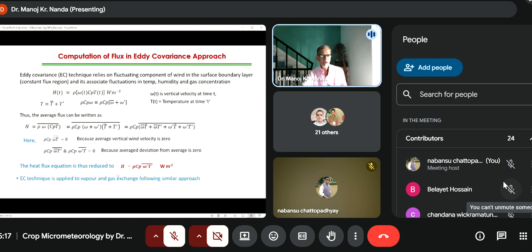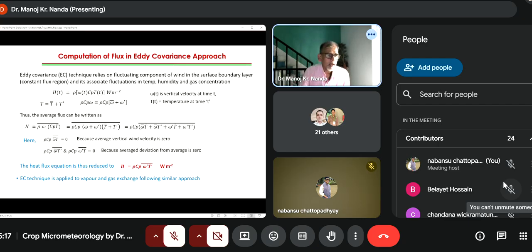Now, this is not computationally very rigorous, because all the terms are getting cancelled. But from a measurement perspective, yes, omega dash and T dash are really difficult to measure because you are measuring at high frequency.